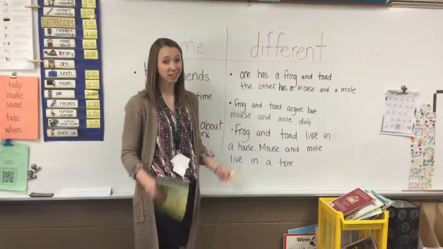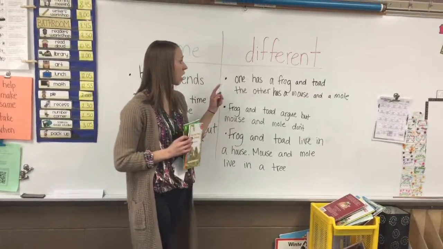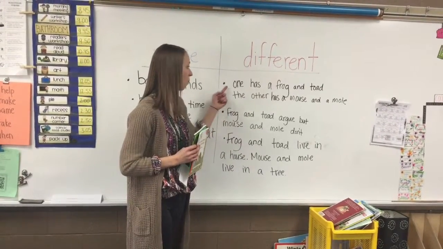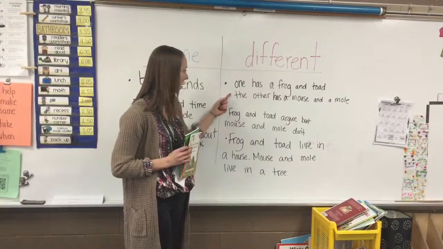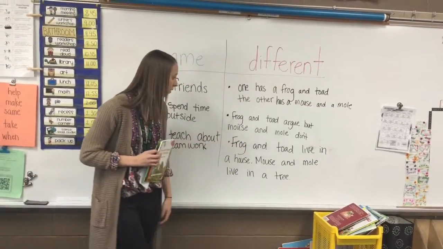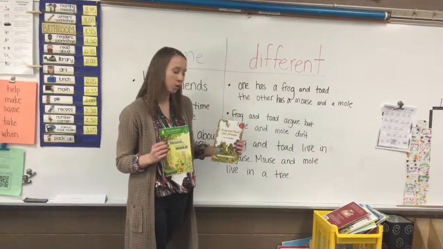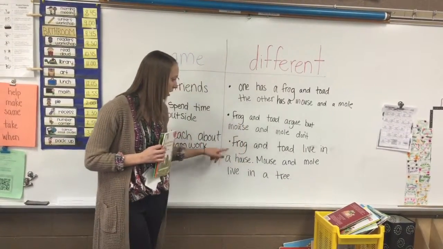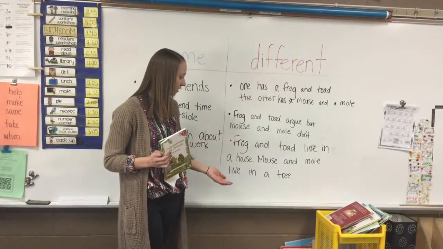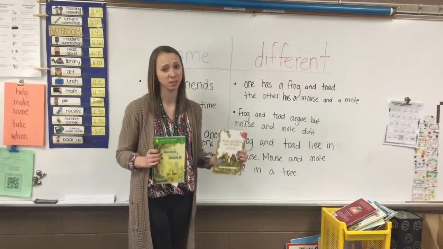Also heard some ways that these two books are different. You guys said that they are different because one book has a frog and a toad and the other book has a mouse and a mole. They are different because Frog and Toad argue, but Mouse and Mole don't. You also said that Frog and Toad live in a house and Mouse and Mole live in a tree, and that's why both books are different.